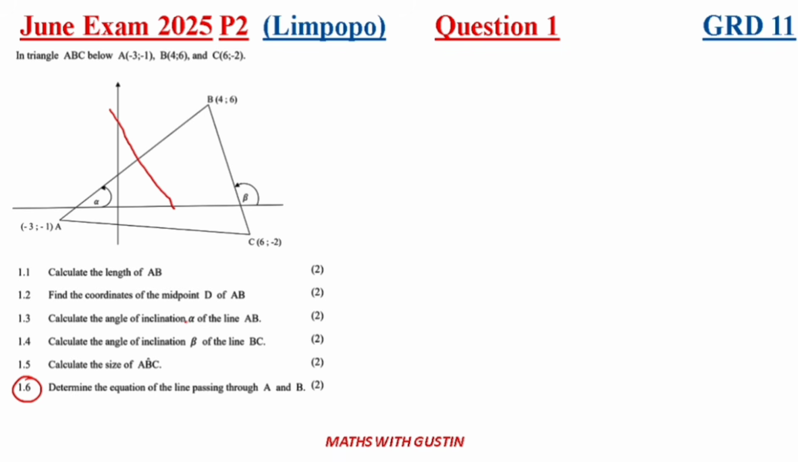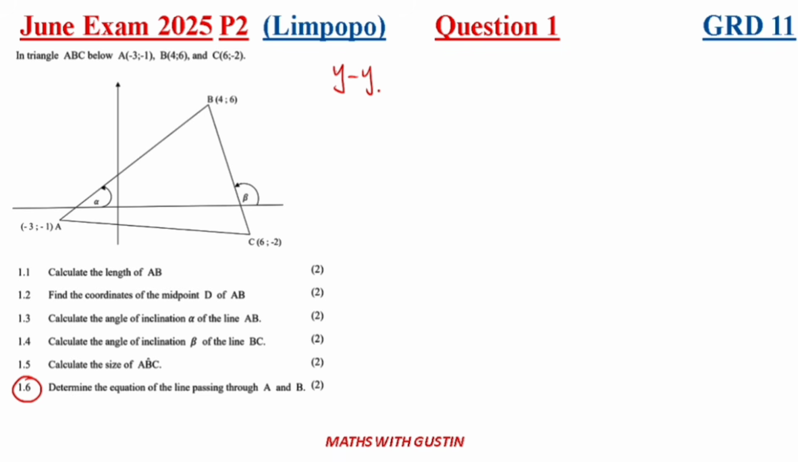They didn't say to us line passing through AB. Okay, line passing through AB. No, they didn't say it's perpendicular. They just said this line is passing through line AB. So it means this is the equation of this line here, AB, right? So now we need to find that. I think we already have the gradient.